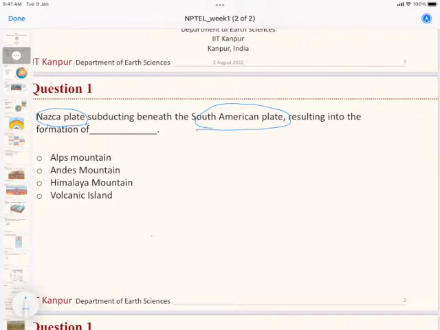Okay, so the answer to this question is that we'll have the Alps mountain range, because they are both continental plates, due to which the Alps mountain will form.